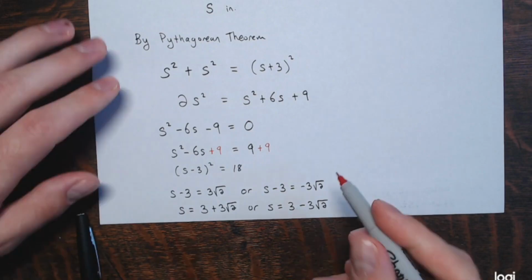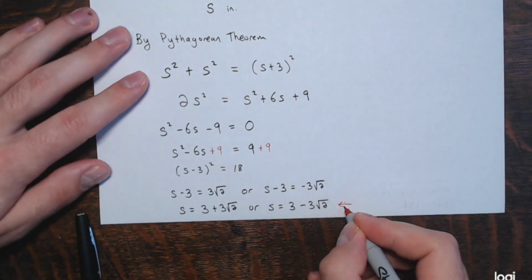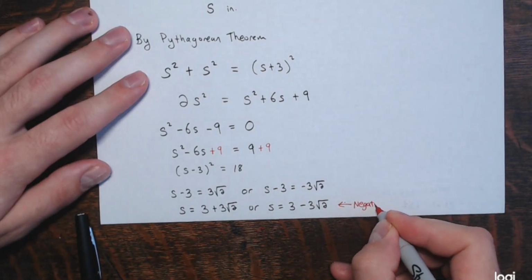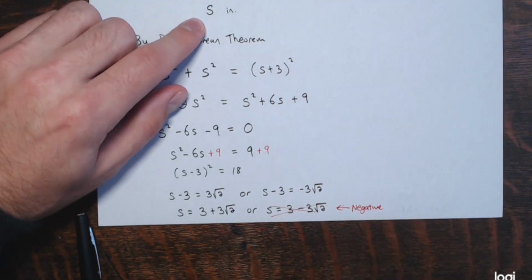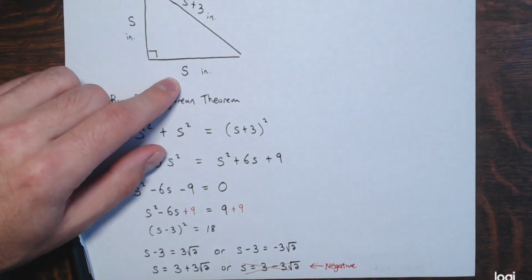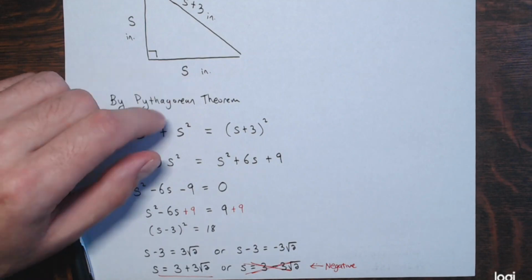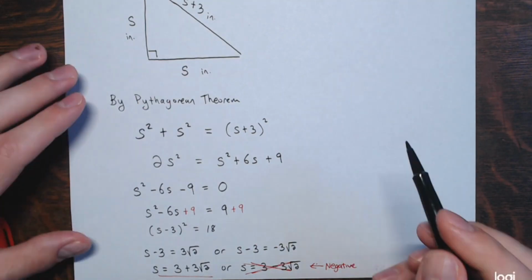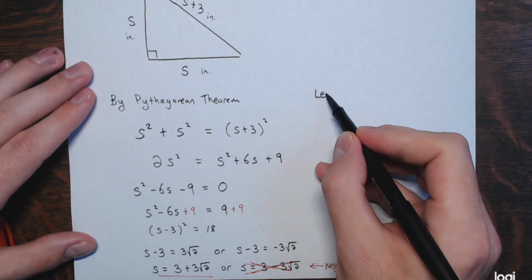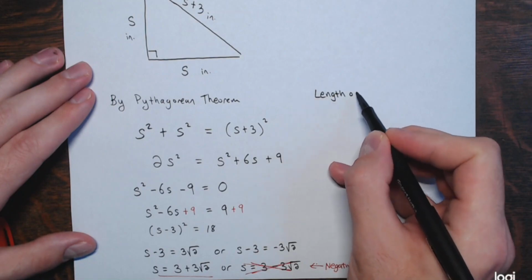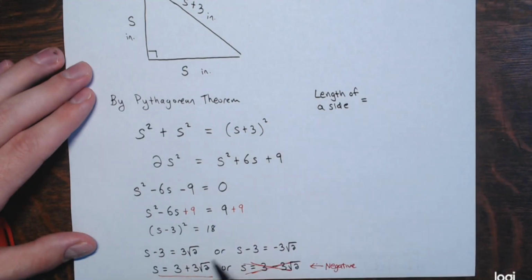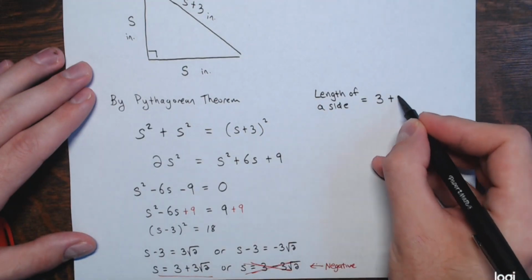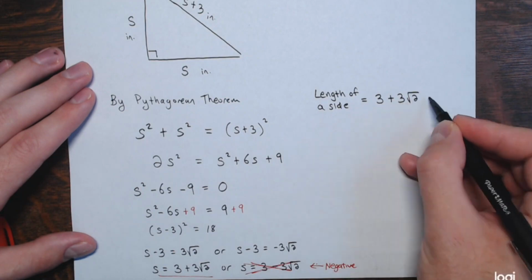right? And this is negative here, and you can punch it in the calculator and verify that. But I'm not going to use it because we're talking about the side length of a leg of a triangle. I don't want negative lengths, so I'm going to use this one. Right. So the length of a side of the flag is this s, which is 3 plus 3 times the square root of 2 inches.